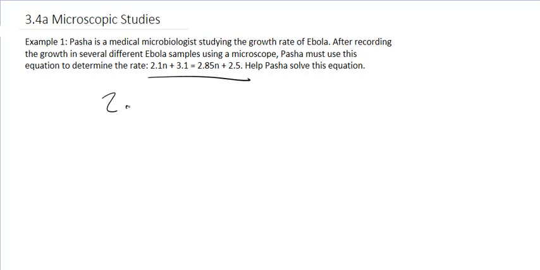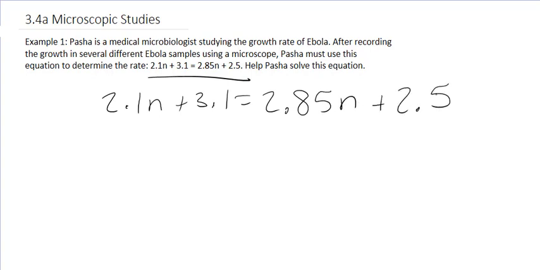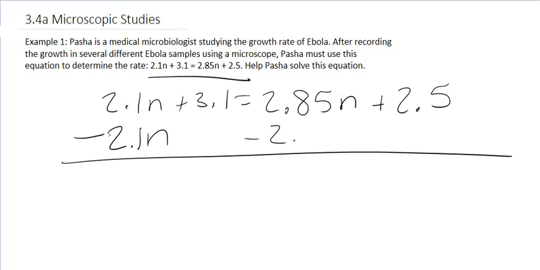So let's rewrite it. 2.1n plus 3.1 is equal to 2.85n plus 2.5. So let us first get n by itself. So in order to start getting n by itself, we're going to need to subtract 2.1n to both sides. So we added the 0 right there just as a placeholder. So this cancels out and becomes 0.